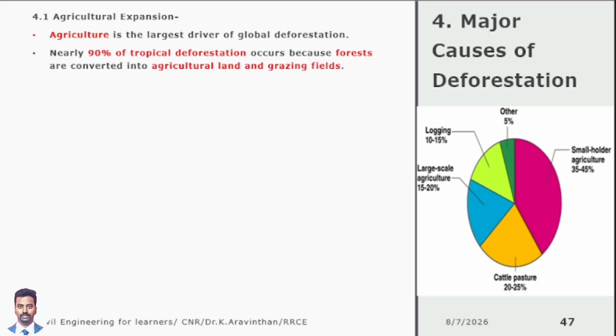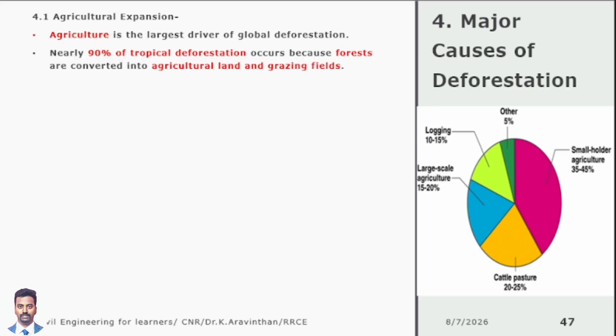Now, after that, which is largest? Cattle and pasture. The domestic animals will be there, no? It will consume all the agricultural land. It will consume all the forest as the food. That is 20 to 25%. So, if you add, nearly 75% is gone. Rest of them are logging. The industries consume the wood for their manufacturing.